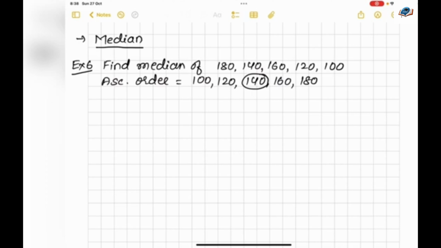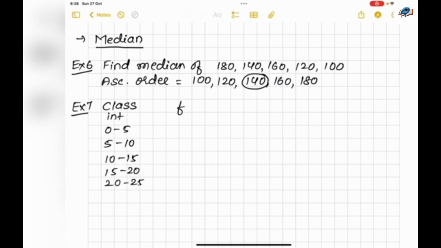Now let us have one example to show median. Class interval and f. Two things will be given to you: 0 to 5, 5 to 10, 10 to 15, 15 to 20 and 20 to 25. Now f: 4, 3, 6, 5 and 2. If I add it, sigma fi, which is here called n, so n will be equal to 20.